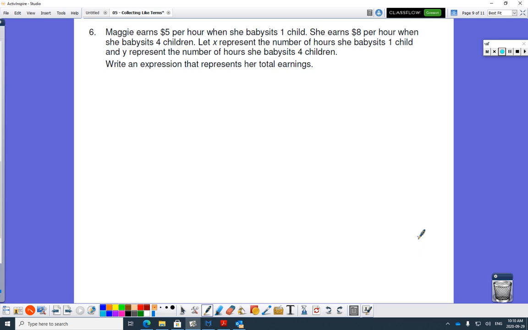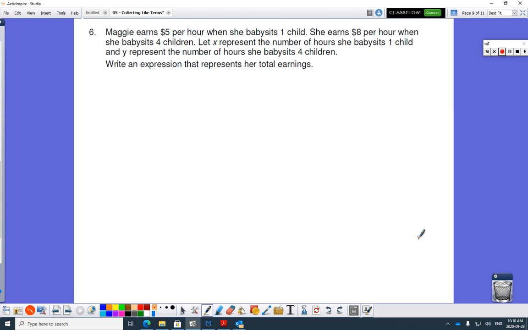Let x represent the number of hours she babysits one child, and let y represent the number of hours she babysits 4 children. Write an expression to represent her total earnings. Okay, this is really hard to get in the frame of mind of what they're doing here. So I'm going to try and get you there.